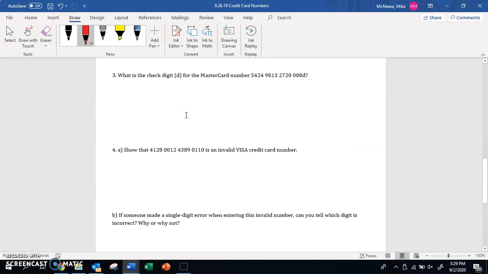The next part, it says, what is the check digit D for the MasterCard number? That right there. So we need to figure it out. So again, I'm just going to take 2 times all of my odd digits. Okay, so I'm going to have 2 times 5 plus 2 plus 9 plus 1 plus 2 plus 2, and then plus 0 plus 8.